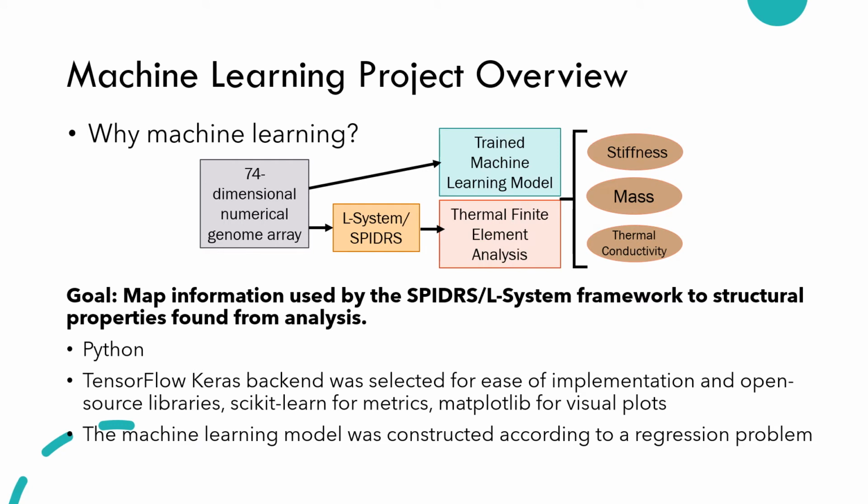Now, how does machine learning fit into all this? Well, it is currently inefficient and expensive to conduct the large number of FEA calculations needed to quantify performance of these structures. So the goal is to integrate machine learning to replace FEA by mapping information from the SPIDERS framework directly to the performance metrics. The tools used to develop all the machine learning models are Python and machine learning backend packages including TensorFlow, Keras, and scikit-learn. The plots for visual analysis are created using matplotlib. In the upcoming slides, the models you'll see were all constructed according to a regression problem.